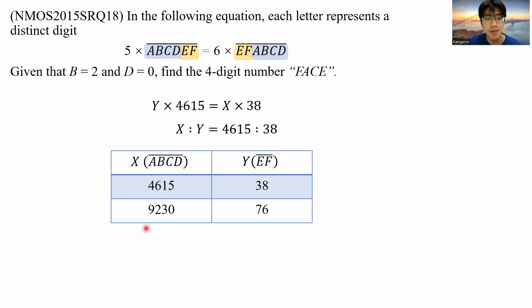The answer is no, because if I multiply this number by 3, then I will no longer get a 4-digit number. Since x equals ABCD, x must be a 4-digit number, and y, which is EF, must be a 2-digit number. So these are the only 2 possibilities for x, ABCD, and y, EF. So there are 2 cases. Which one is the final answer? Don't forget, the question states that B must equal 2 and D must equal 0. So let's see which case corresponds to this condition.